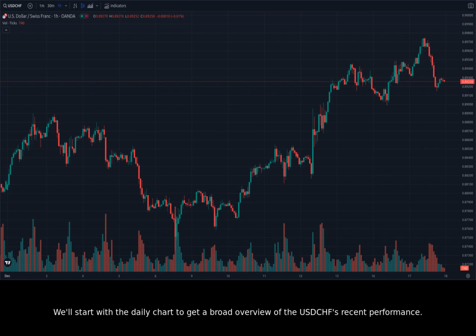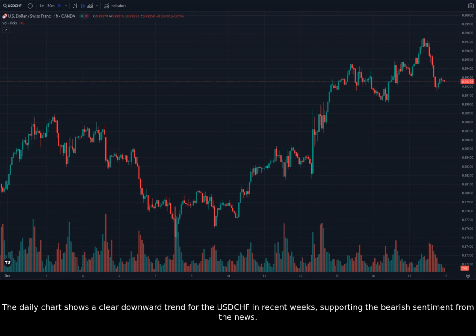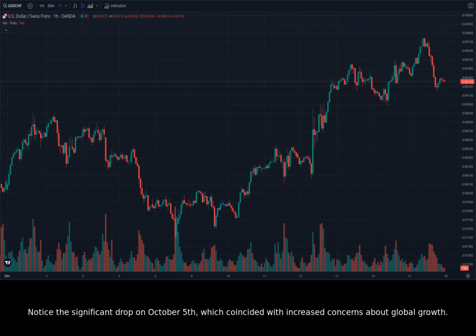We'll start with the daily chart to get a broad overview of the USDCHF's recent performance. The daily chart shows a clear downward trend for the USDCHF in recent weeks, supporting the bearish sentiment from the news. Notice the significant drop on October 5th, which coincided with increased concerns about global growth. This large drop resulted in a lower support level, which we should watch out for.